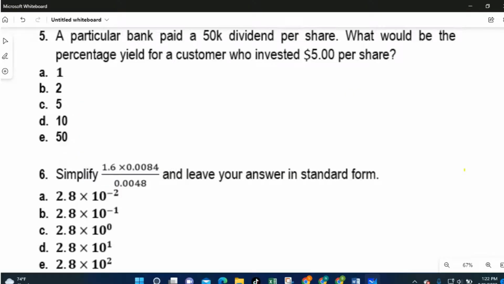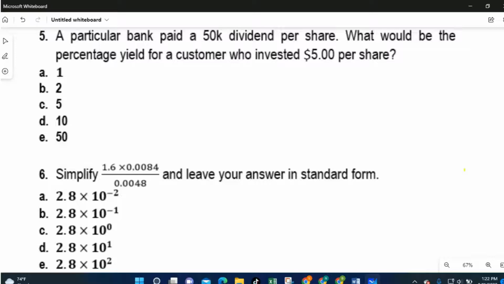This question is peculiar to all high school students, wherever you may be. You are doing GCSE, you are doing Cambridge examination, whatever exam you are taking, you can see a question like this. Question number 5 says a particular bank pays 50 kobo dividends per share. What will be the percentage yield for a customer who invests 5 naira? That's supposed to be naira per share.